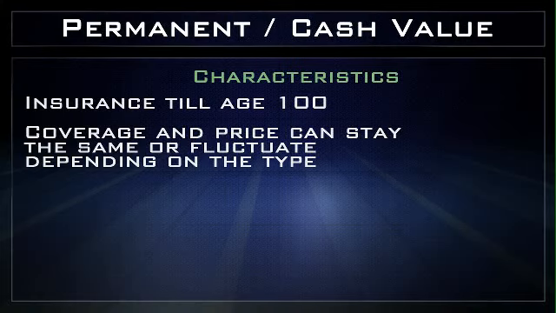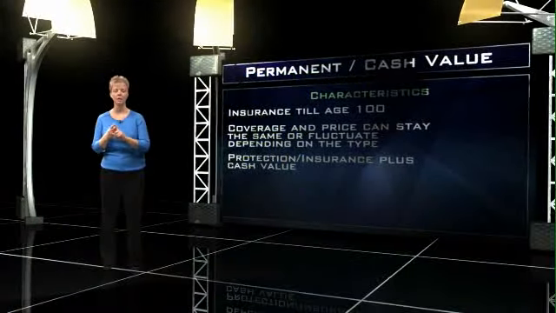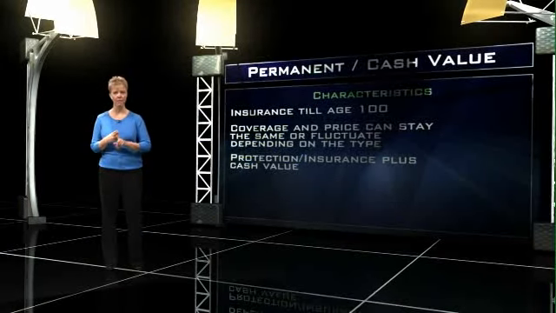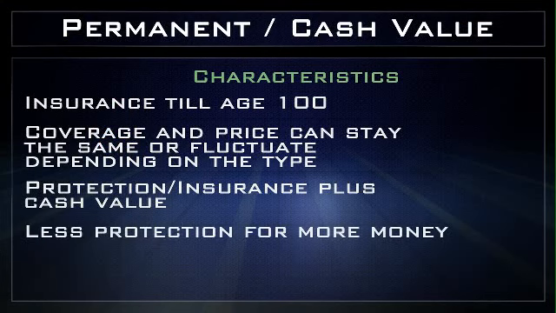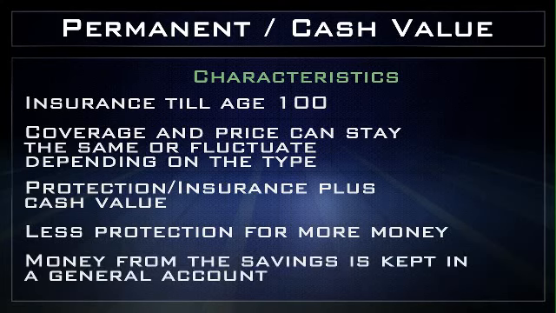With this policy, there are actually 2 components. One being insurance or protection, and the other component being a savings or what we call a cash value. This policy also provides less protection for more money in most cases, and the money that's in the savings account is actually kept in a general account with all of the insurance company's money.